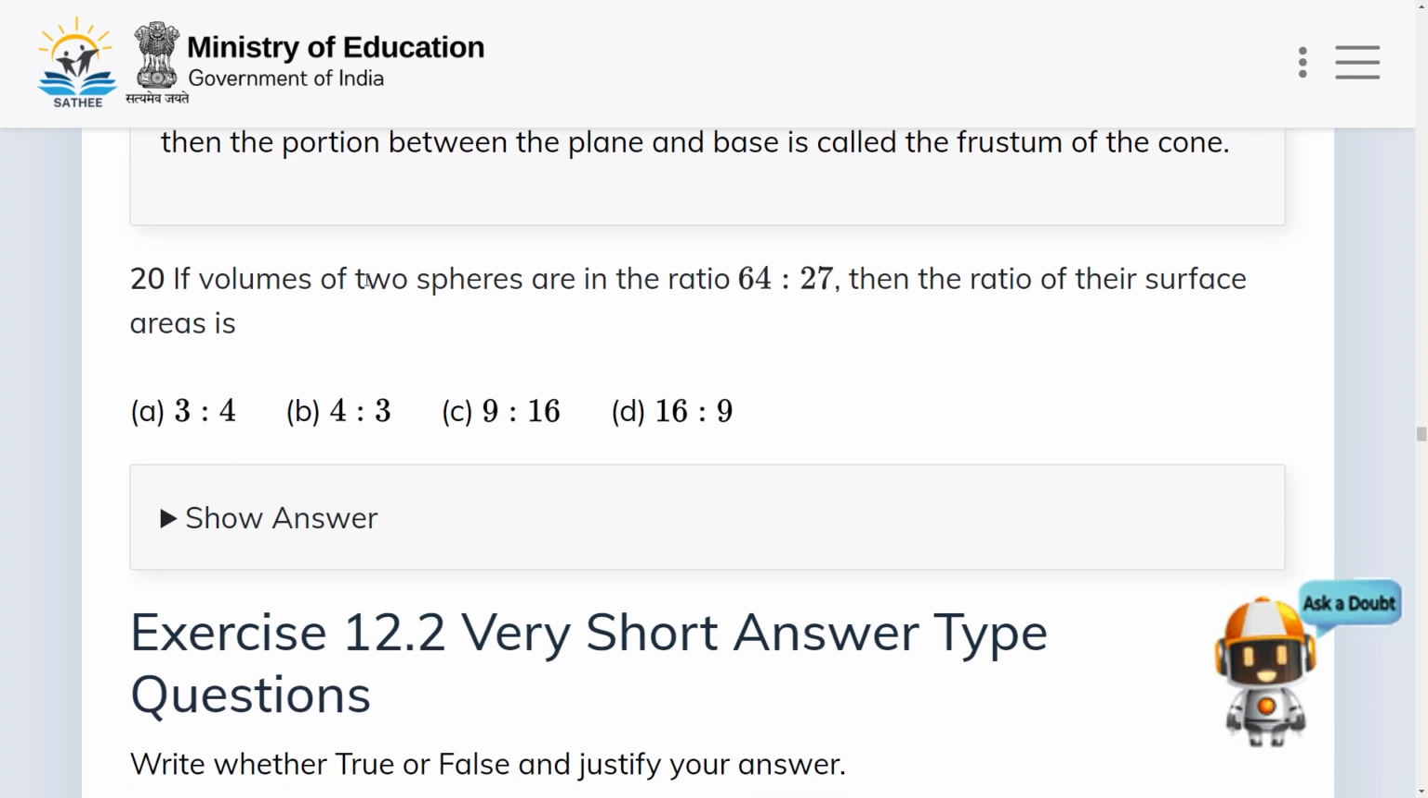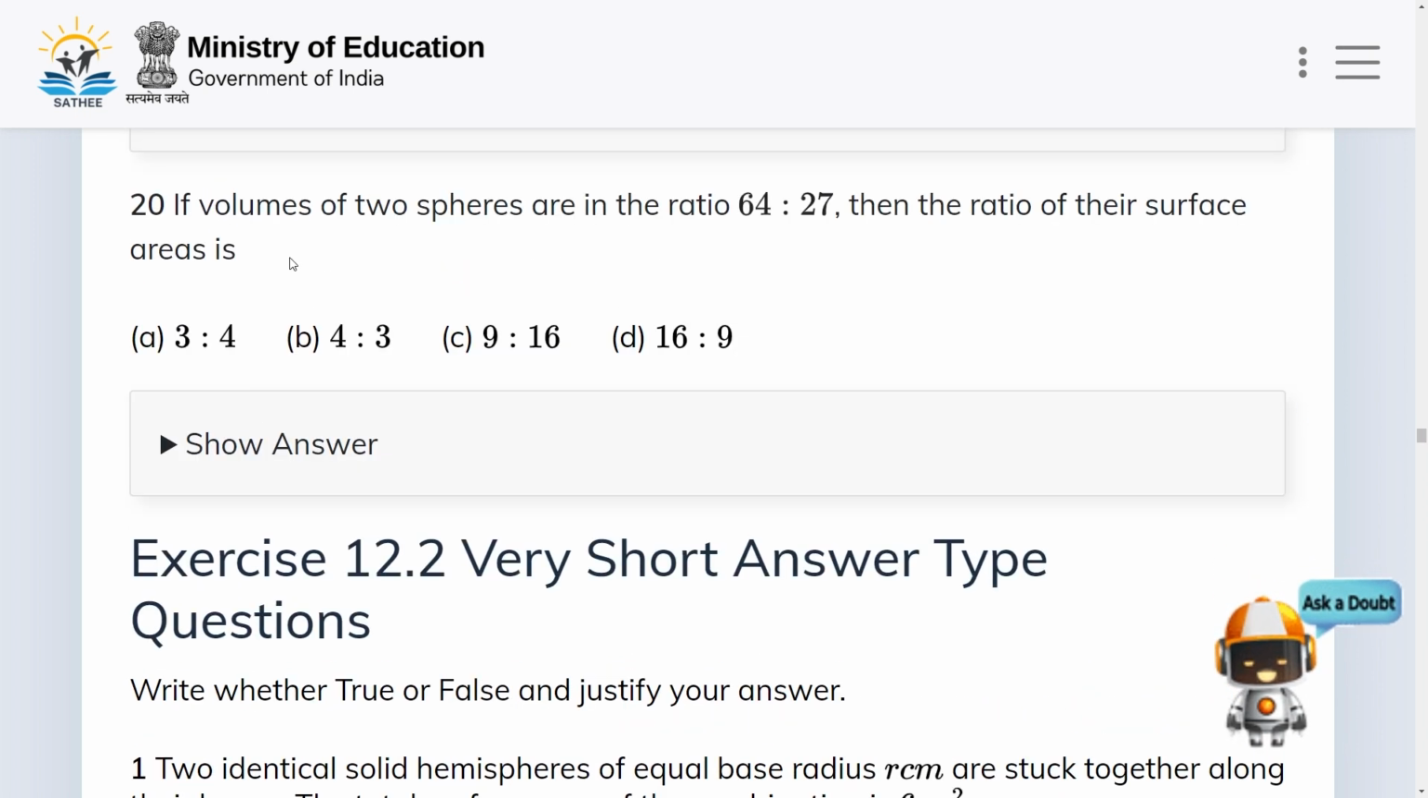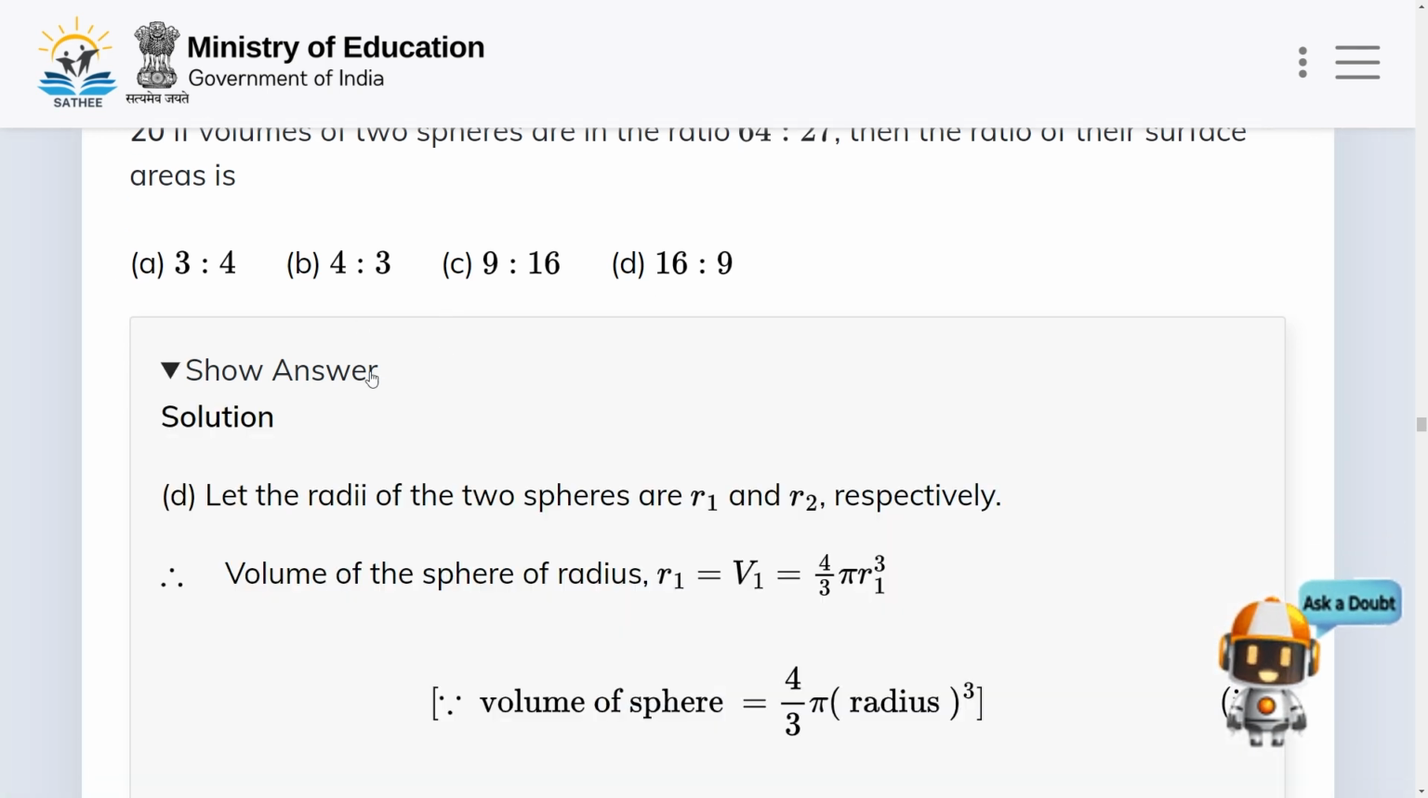And now let us see question number 12. We have: if the volumes of two spheres are in the ratio 64:27, then the ratio of their surface areas is what? Let us see how to solve this problem.